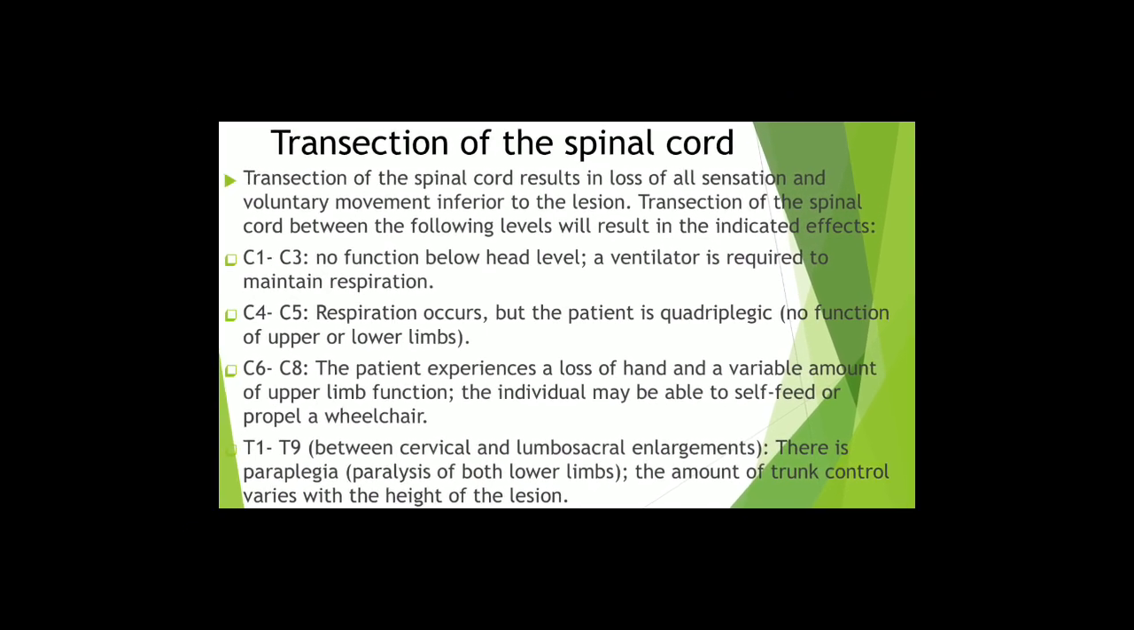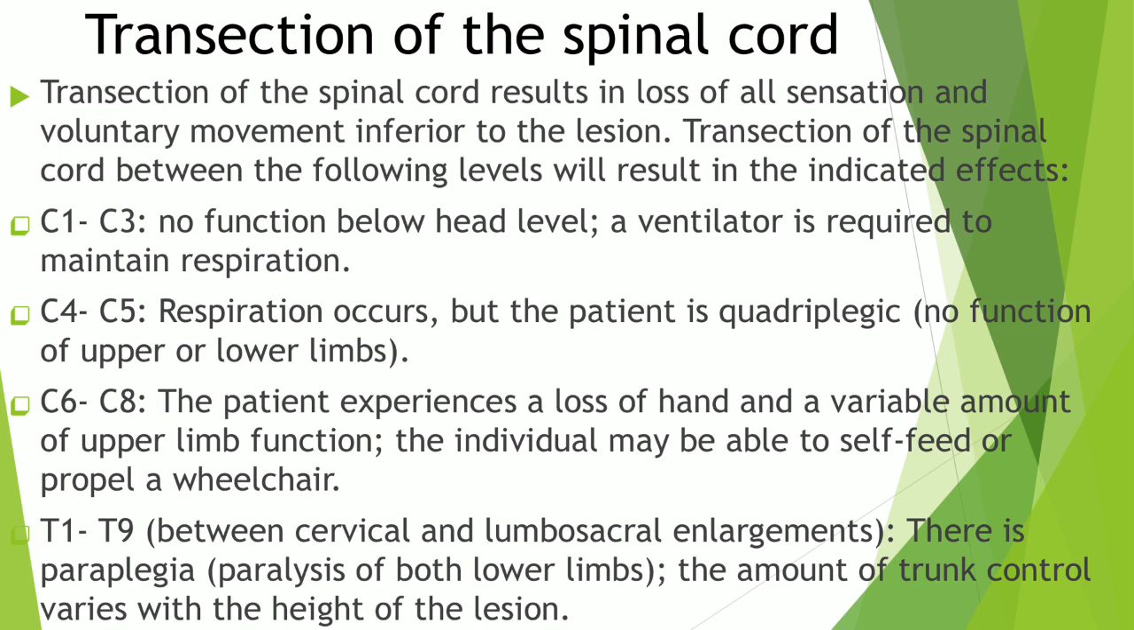If it occurs at the C6 to C7 level, it's quite high. Such a person might not be able to self-feed or propel a wheelchair. But if it's at a lower level, C7 to C8 level, that individual might be able to self-feed or propel a wheelchair. Now, what happens if you have a lesion at T1 to T9 level?